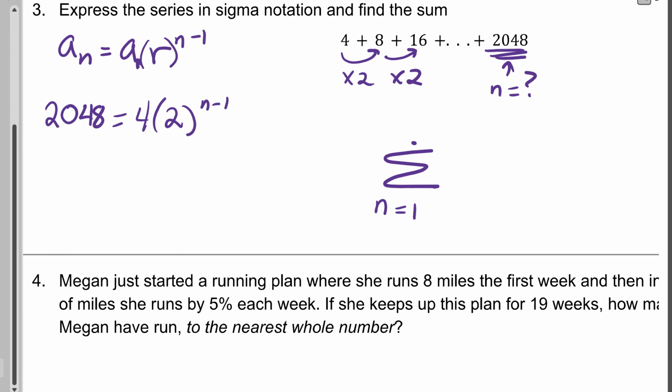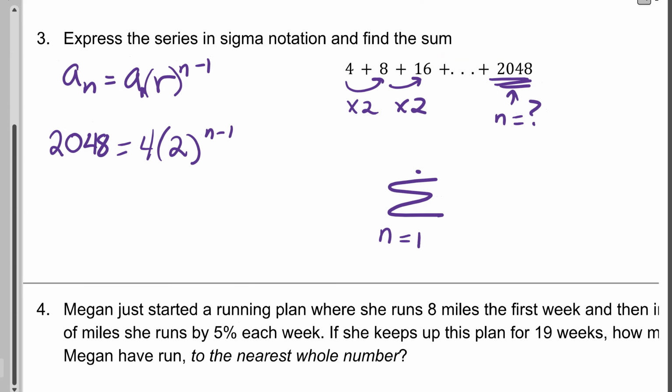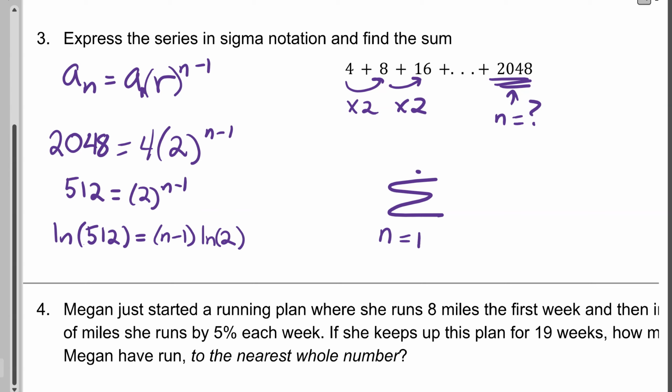So if I divide out the 4, I've got 512 equals 2 to the n minus 1. And then if I either rewrite this in log form, or take the log of both sides, I could have the ln of 512 is equal to n minus 1 times the ln of 2. Keep in mind, if I take a natural log or any log of both sides, I could bring that exponent down as multiplication. And then, to solve for n, I would have to divide out the natural log of 2, but I'd also have to add that 1 over, right? So if I do that, I'd get an n value of 10 here.